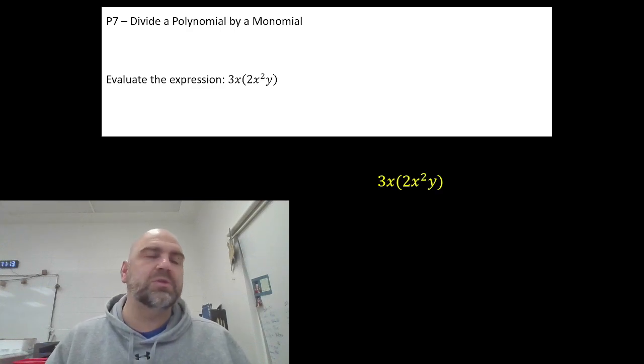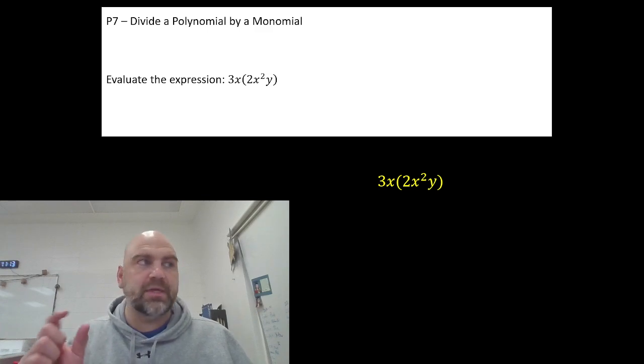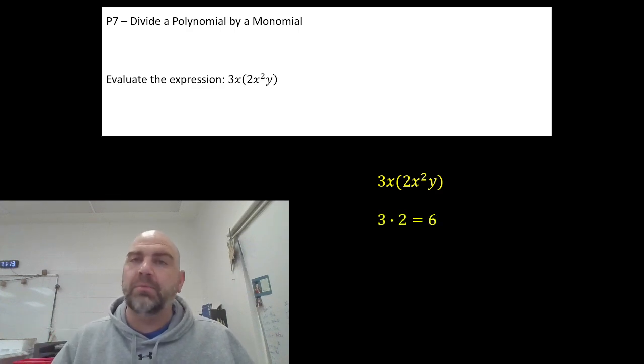All right, let's go through this one and see what we get as an answer. Now, when we multiply terms together, we follow two steps. We start by multiplying our coefficients together. So that's the two numbers that are in front. In this case, it's the 3 and the 2. Multiply those together, and that is our new coefficient.